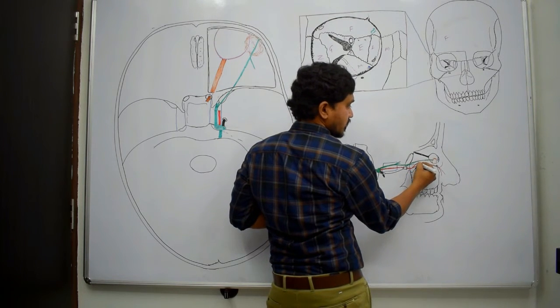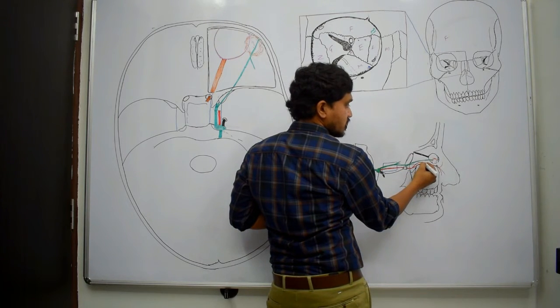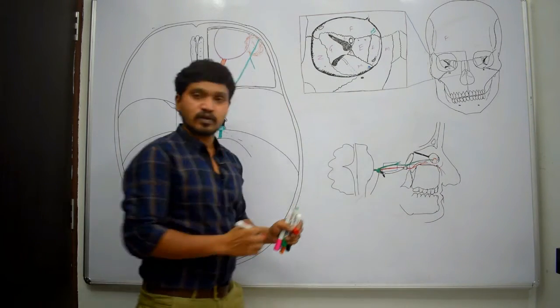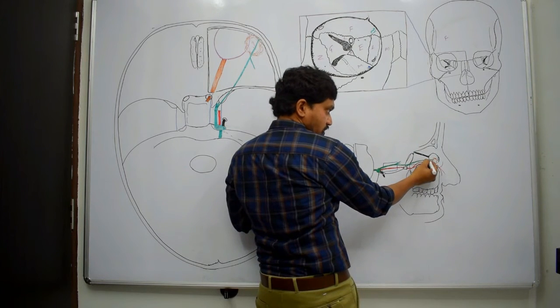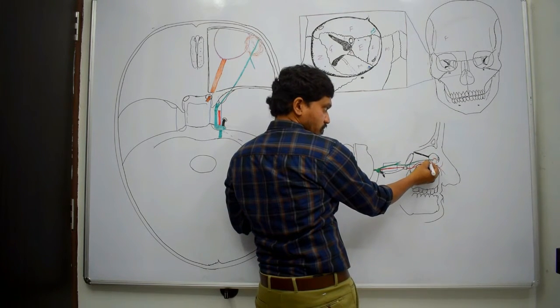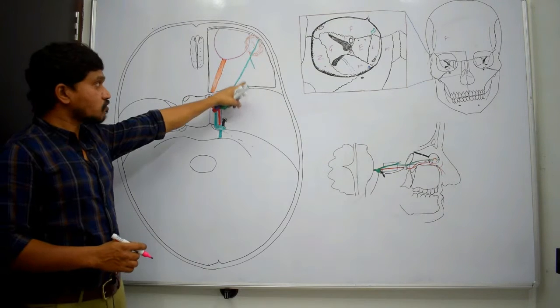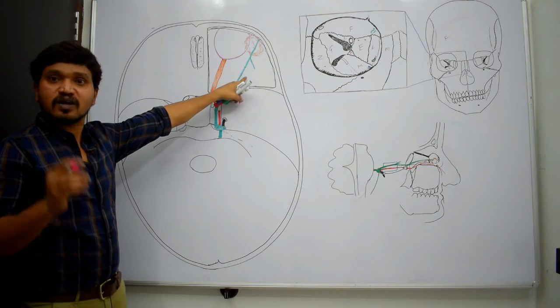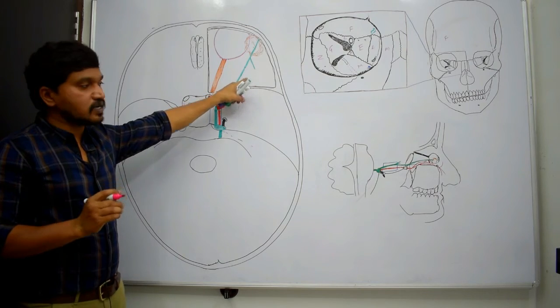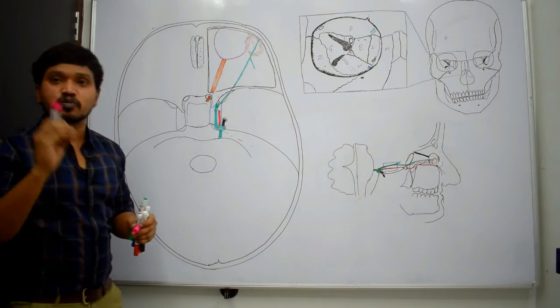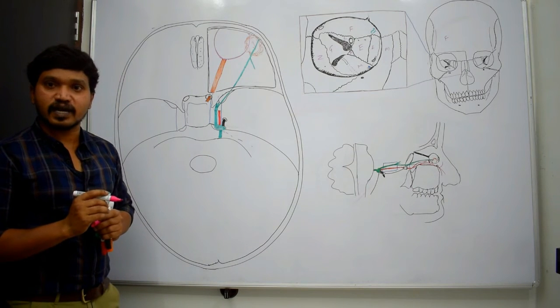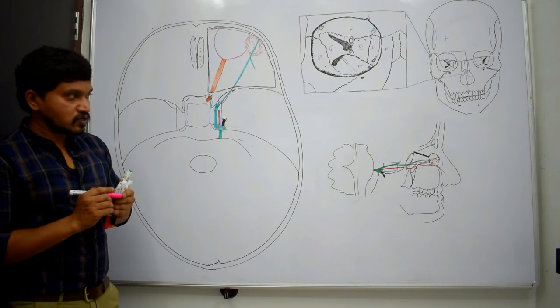Zygomatic nerve runs along the lateral wall of the orbit outside the periosteum and it divides into the zygomatico-temporal nerve and the zygomatico-facial nerve. This zygomatico-temporal nerve communicates with the lacrimal nerve like this. This is the communicating branch. The own fibers of the lacrimal nerve are sensory fibers, but the communicating branch from the zygomatico-temporal nerve carries the secretomotor fibers to the lacrimal gland.